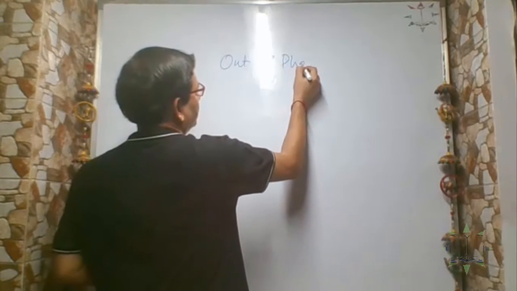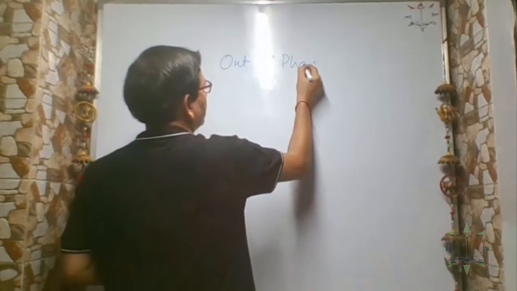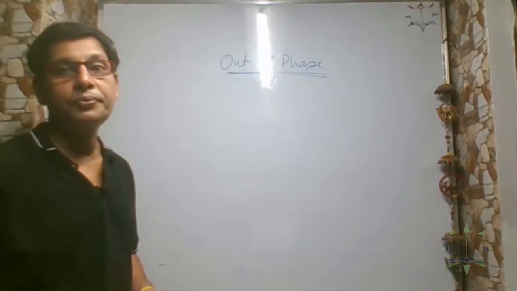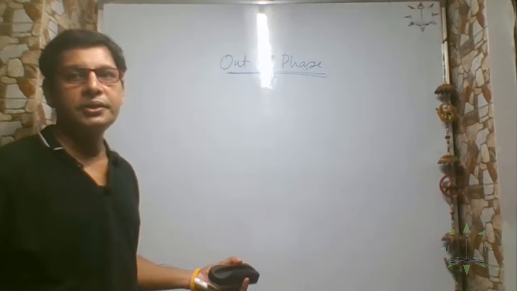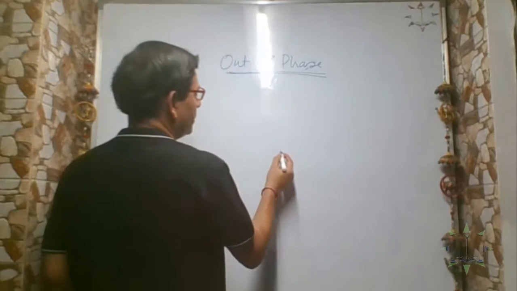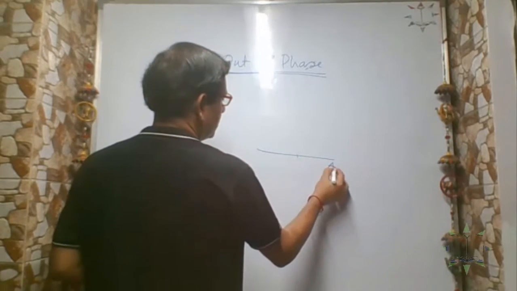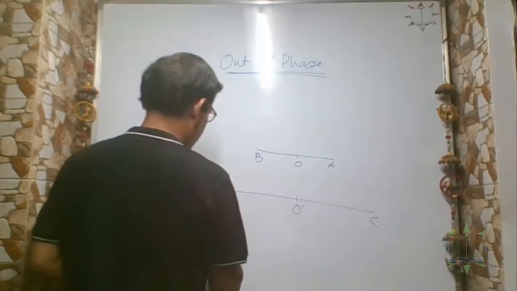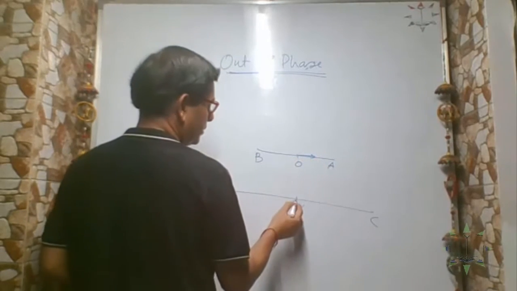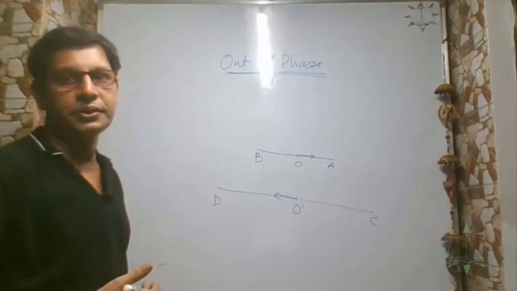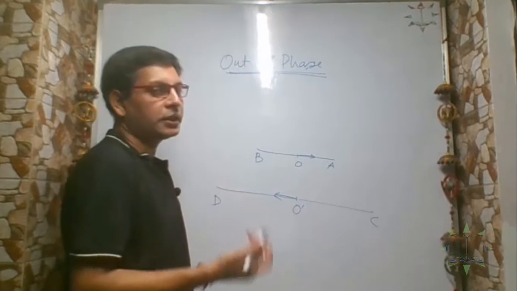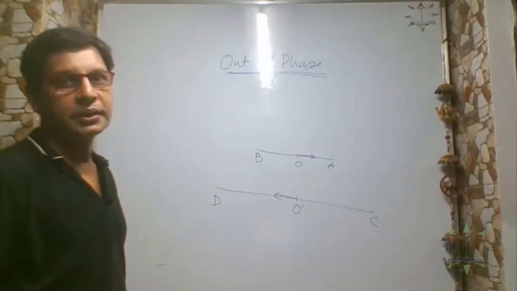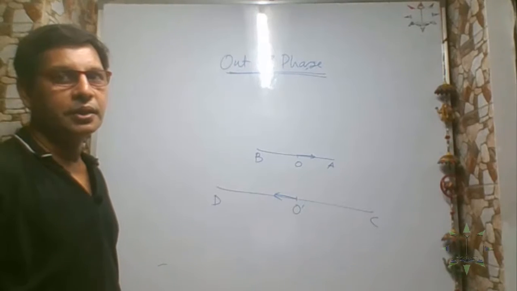Out of phase. What is out of phase? Out of phase means not in sync at all. See, this is one path AB, and there is another particle executing simple harmonic motion in CD. When the first particle goes here, the second particle goes here, just in the opposite direction. So what is happening to the angle between them all the time? 180 degree. In this case, the motion of the particle is said to be out of phase.